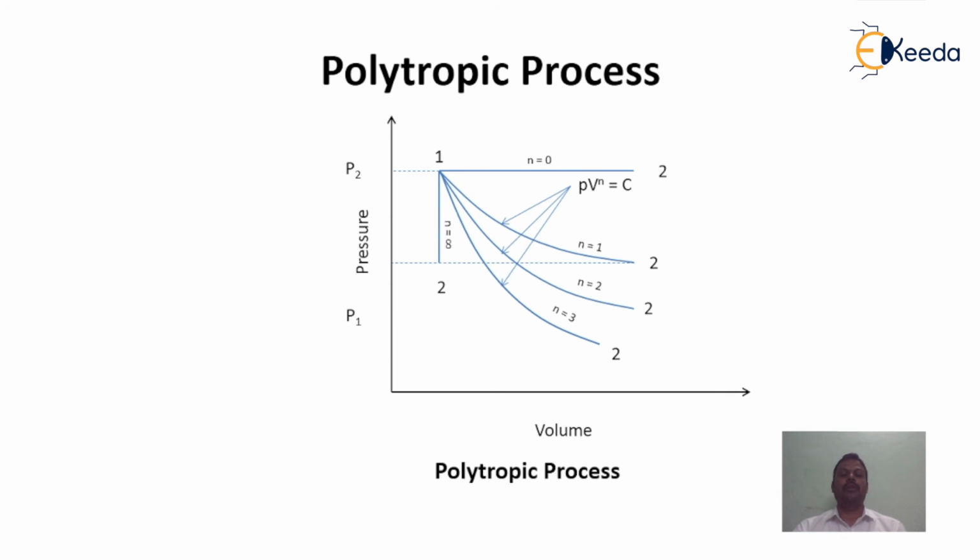The next process is polytropic process. Here it follows the PV^n = constant equation. Here the value of n varies, and depending upon that, different paths are obtained.